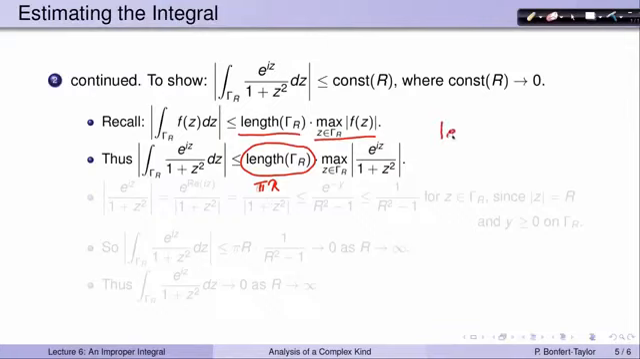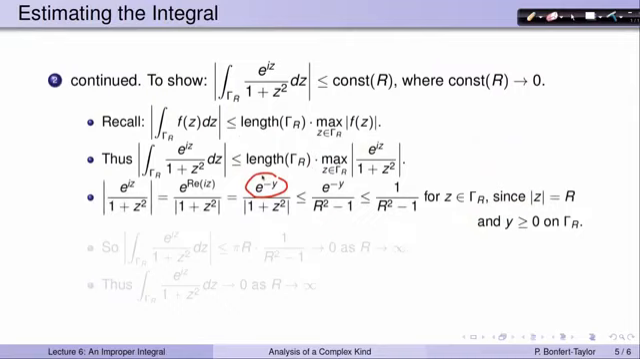First, I need to look at the absolute value of e to the iz. Let's write z as x plus iy. Then e to the iz becomes e to the ix plus i squared y, so minus y. Now remember, the absolute value of e to the something is e to the real part of the exponent. But what is the real part of ix minus y? The real part of that is simply minus y. So the absolute value of e to the iz is e to the minus y.